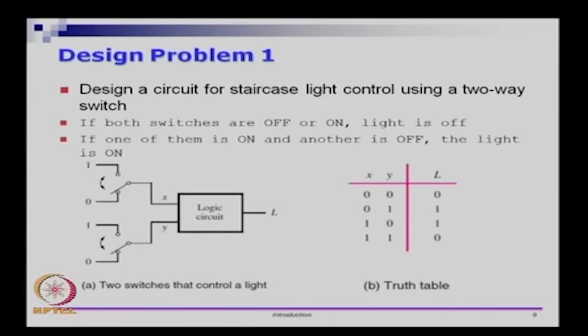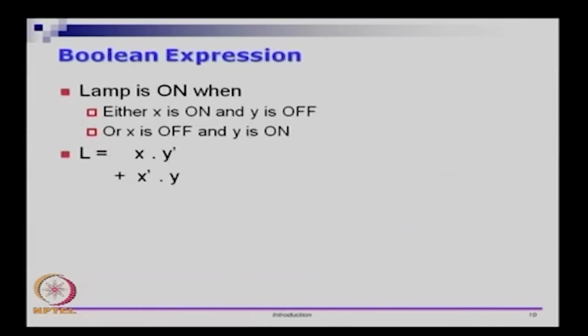Let us say I want to realize a circuit which does that. I have a truth table, but this does not give you a circuit, so I want to get a circuit which does that. The first thing I want to do is write a Boolean expression for this. So let us see how to write a Boolean expression for something like this.